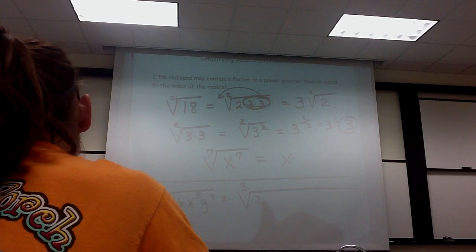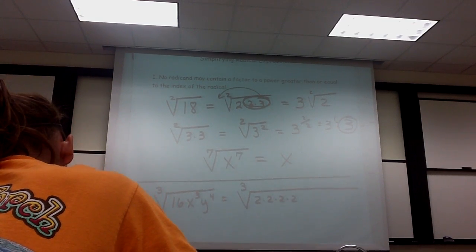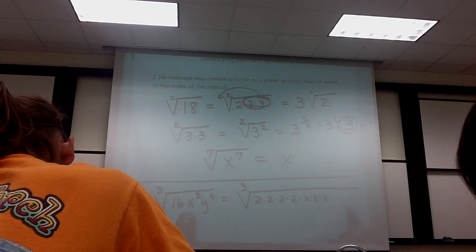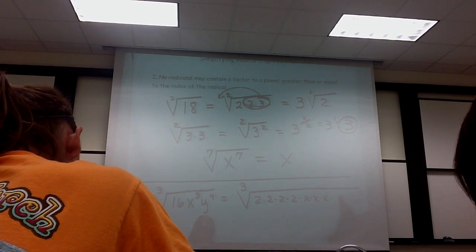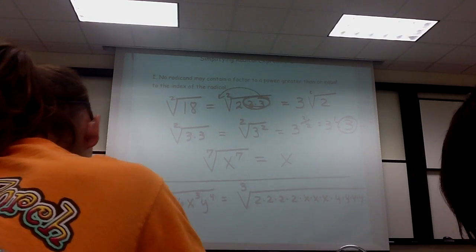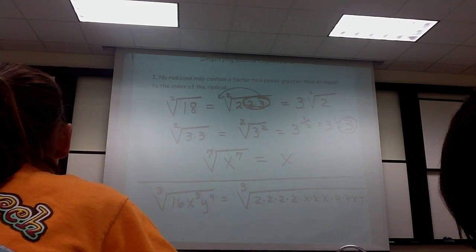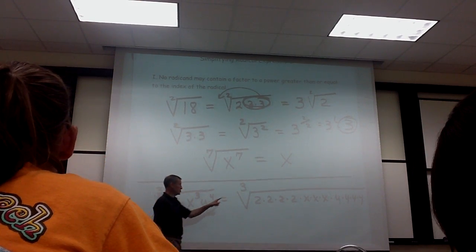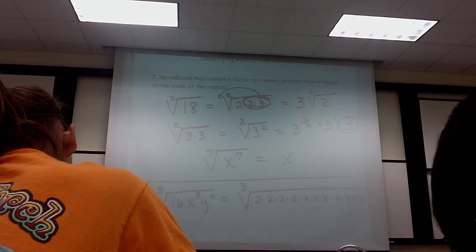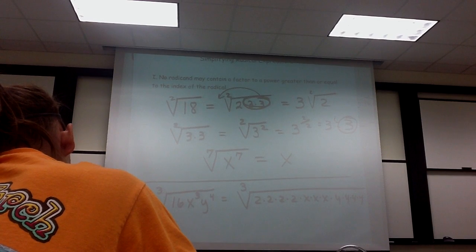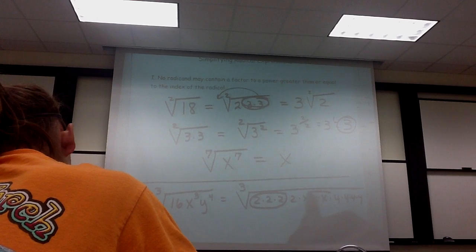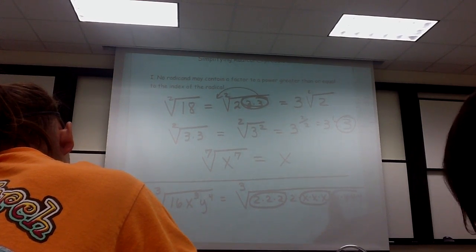16 breaks down into 2 times 2 times 2 times 2. X to the third breaks down into 3 x's. You may think this is overkill. That's your choice. Y to the fourth is 4 y's. But ladies and gentlemen, this is foolproof if you'll do it this way. I'm looking for stuff that shows up 3 times. That's what's going to simplify. As I look at this guy, what do you know? There's 3 2's. There's 3 x's. There's 3 y's, so it's 2 y.